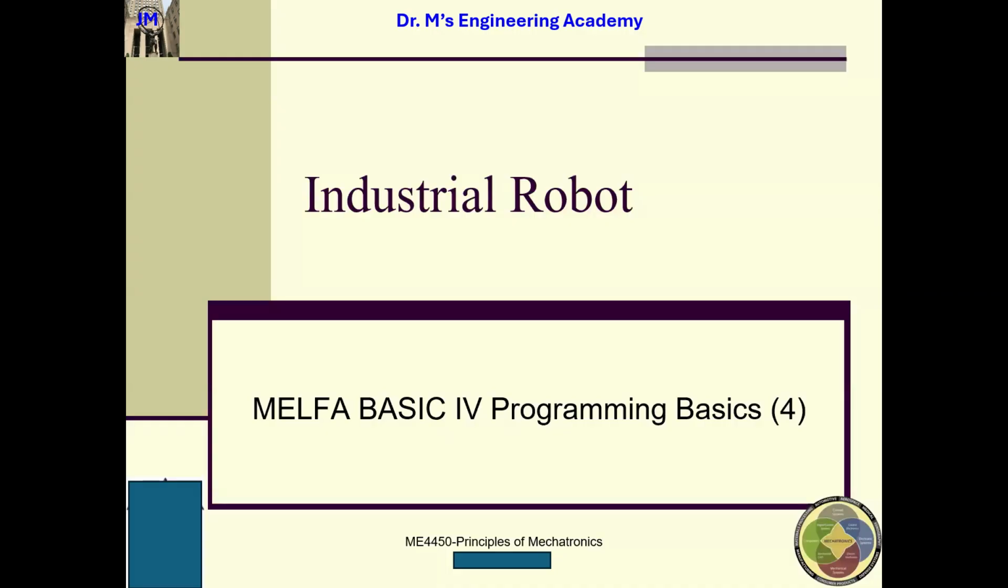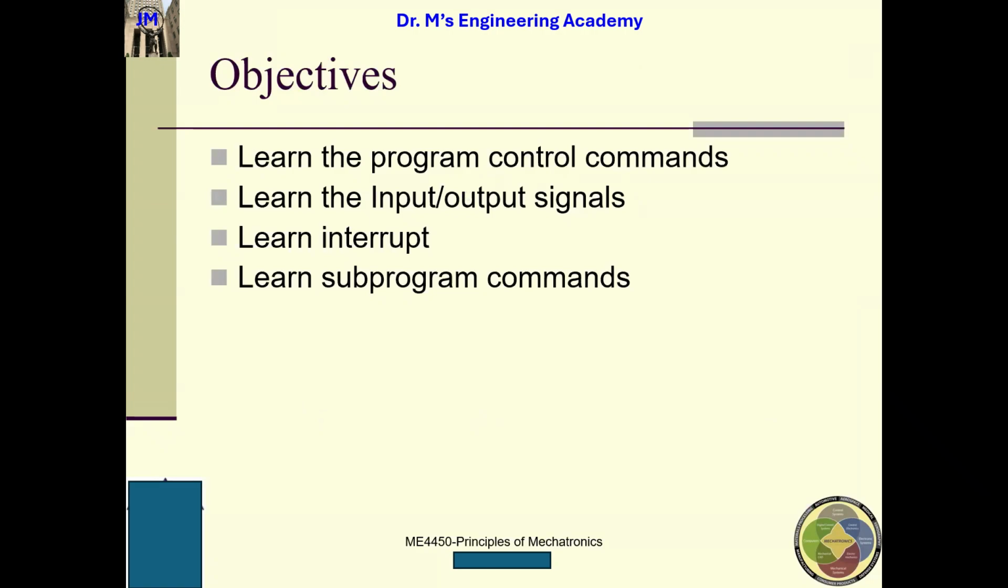So if there is no question, then we move on. Now we talk about program control commands, input and output signals, interrupt, and stop program commands. As I said, these are industrial robots, and they have their own programming language, just as the PLC. For each of these program languages, we have program control commands, input and output, interrupt, and stop program commands.